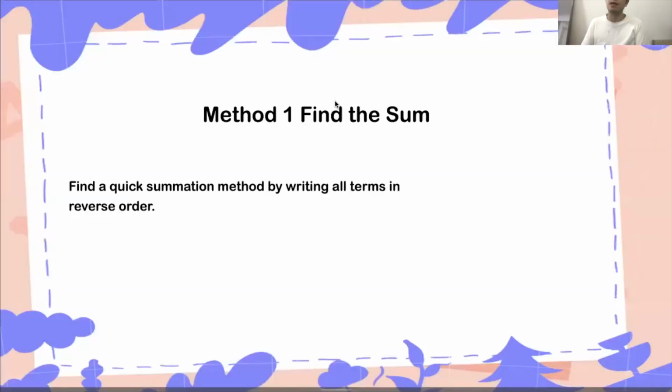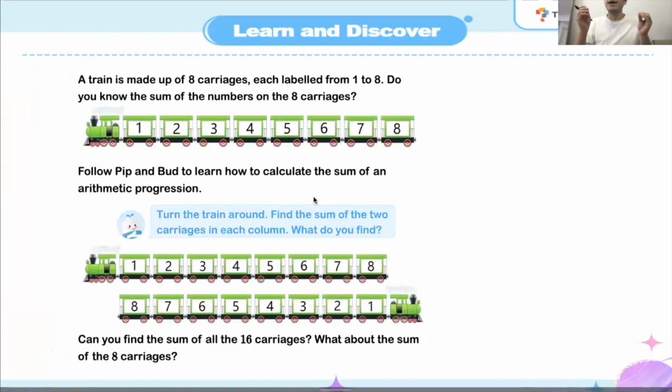Today's lesson, we are going to talk about the sum of an arithmetic sequence. The first method is to find a quick method by writing all terms in reverse order. Okay, in reverse order. So this question, maybe some of you are familiar with it, but pay attention. We just need to review what the sum of this sequence is.